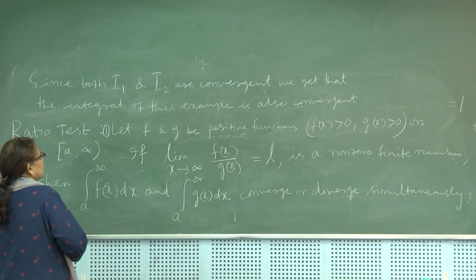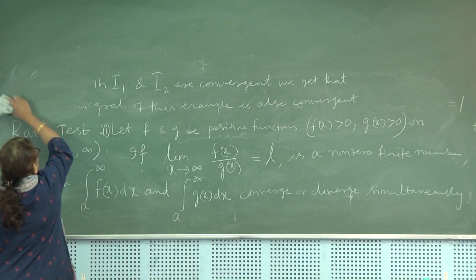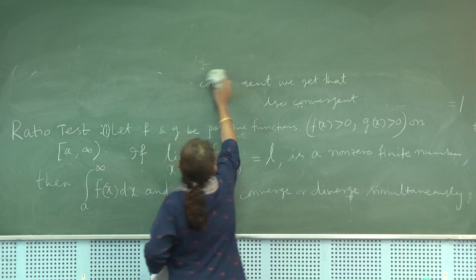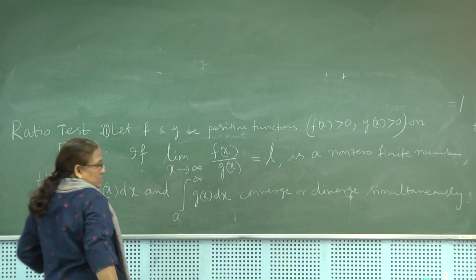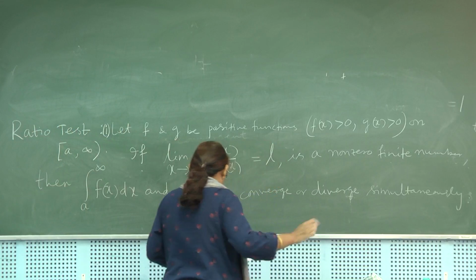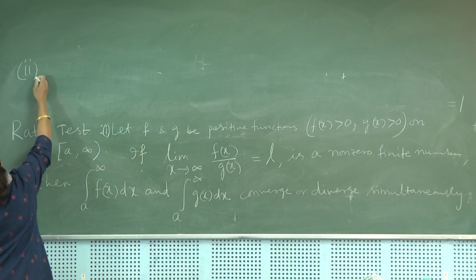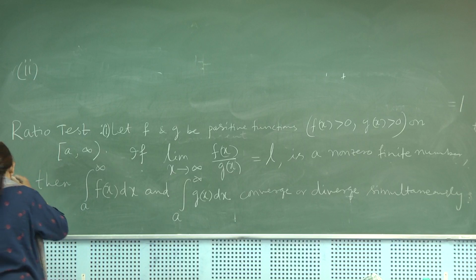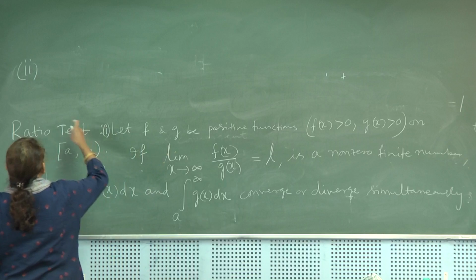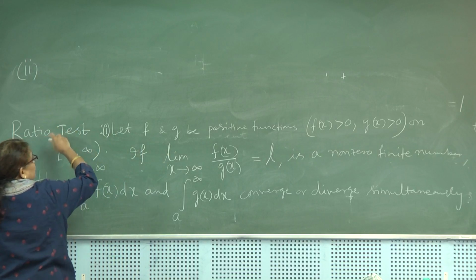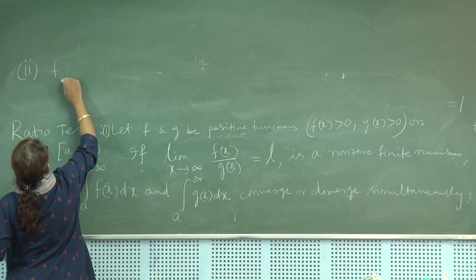Similarly, the ratio test for type 2 improper integrals we will have in a similar way. For the type 2 improper integral, the ratio test we can write down in a similar fashion. Well, so again we consider that f and g be positive functions on this interval.